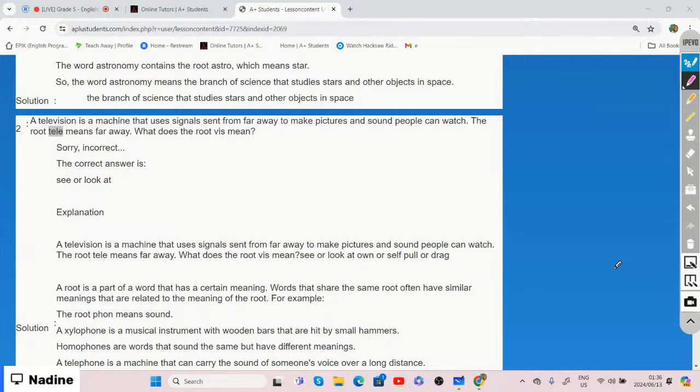So before we go on to the test, does everybody understand what root words are? Do we understand so far what the lesson is about? Or do I need to explain some more before we go on to our test? All right, so let us go on to our test.